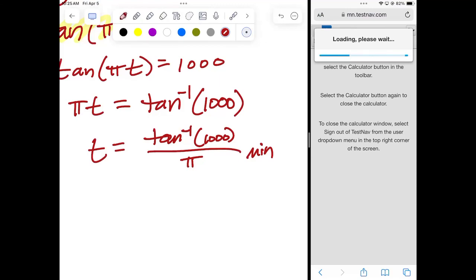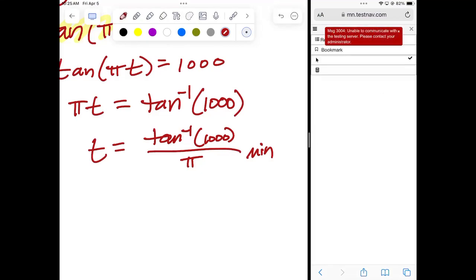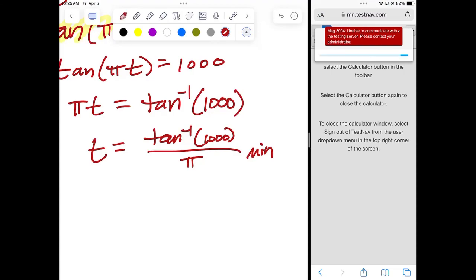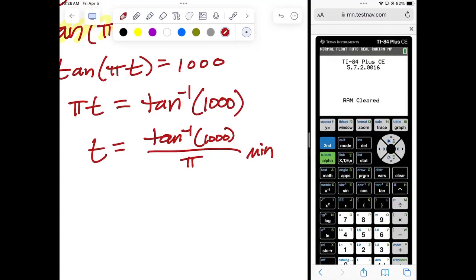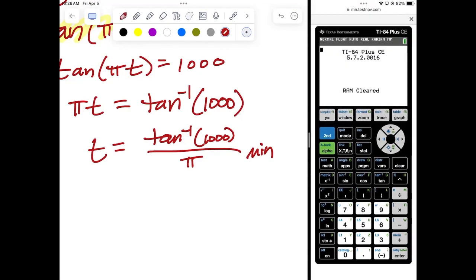Loading, please wait. Man, they test your patience here, right? Uh-oh, we have an error. Please contact your administrator. Like whoever does that. Oh, yeah, administrator. I think Minnesota's down. Anyway, you could. Oh, there it is. Right when I was about to give up, and there it showed up.